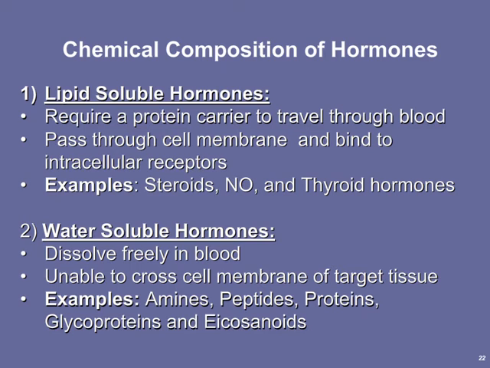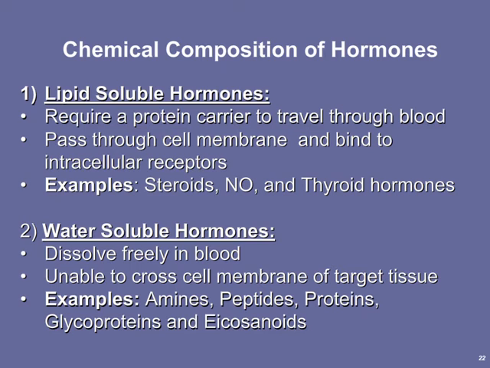Remember that the blood is primarily water and that fats or lipids don't dissolve readily in water, so lipid hormones require a special protein carrier to get to the bloodstream. Once they get to their target tissues, however, they can pass directly through the cell membrane because it too is made of a lipid, that is a phospholipid. Examples of lipid-soluble hormones include our steroids, estrogen and testosterone, as well as nitric oxide and thyroid hormones.